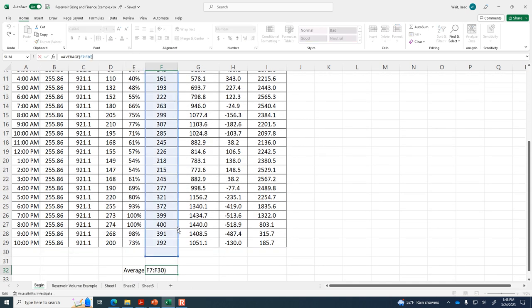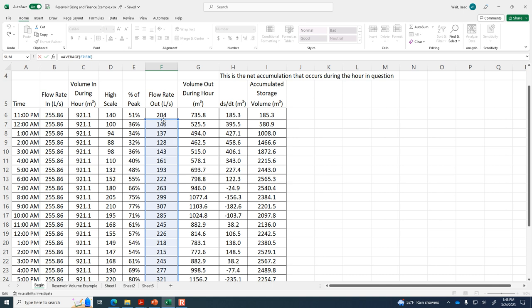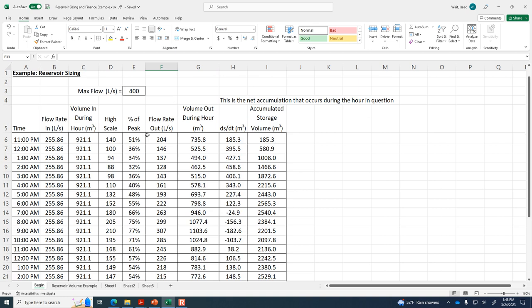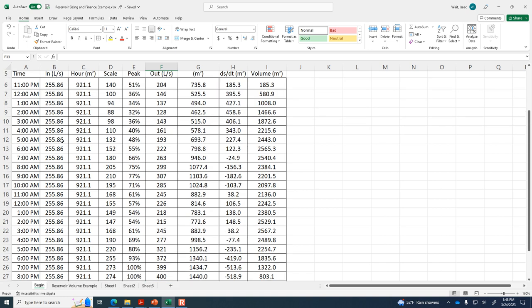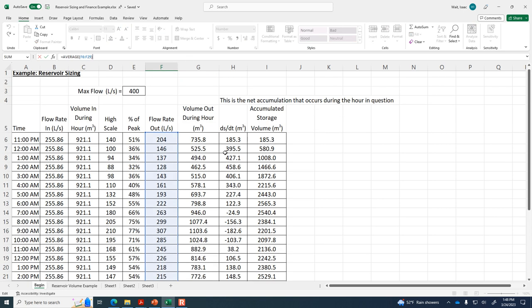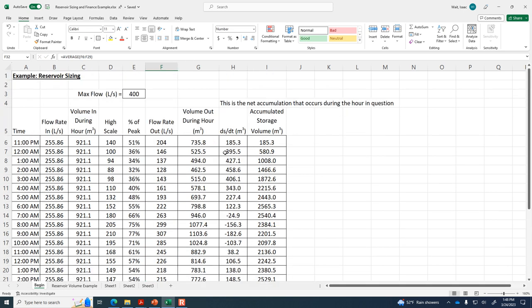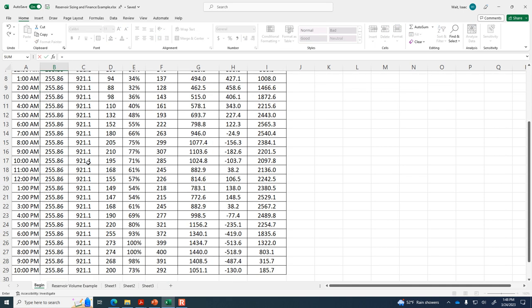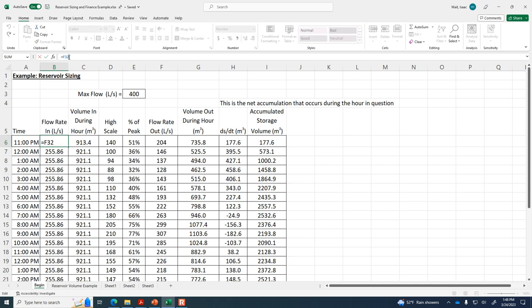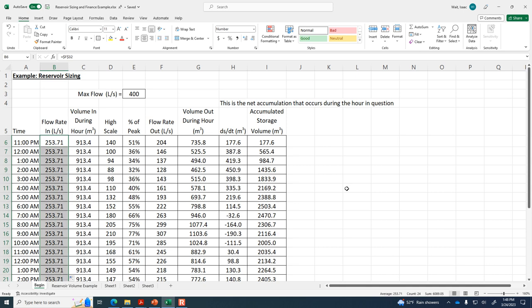Yeah, that's a good one. Let's see. My average isn't taking into account, yeah, it's when I reordered the rows. Remember when I took the 11 o'clock to the top? Okay, I think things will be okay now. Okay, so my flow rate is 253.71. I should just make this equal to whatever that is and anchor it. All's well that ends well, I hope.